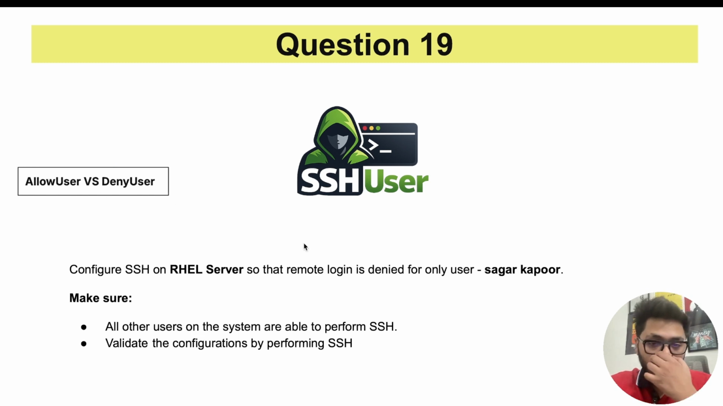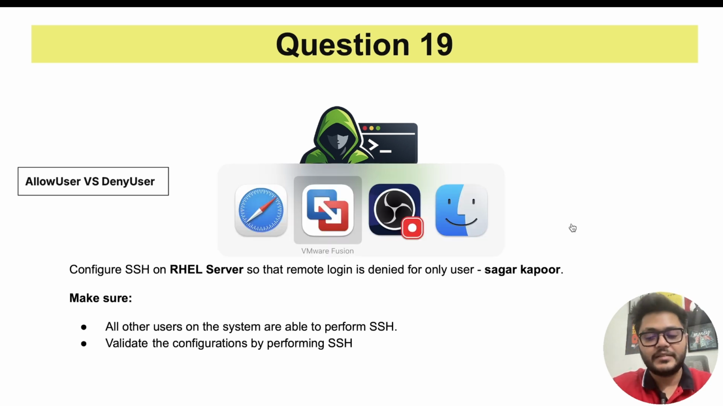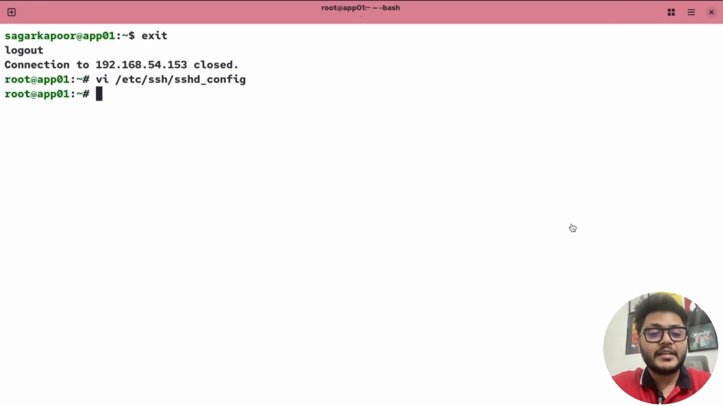Okay. So now question number 19 is that we have to configure SSH on the RHEL server so that remote login is denied for only Sagar Kapoor. Now they are asking that only user Sagar Kapoor will not be able to SSH into the system, and all the other users on the system are able to perform SSH. Means now test user and test user 1 will be able to perform SSH, but only the Sagar Kapoor user will not be able to perform SSH. And now you will see the key difference between AllowUsers and DenyUsers.